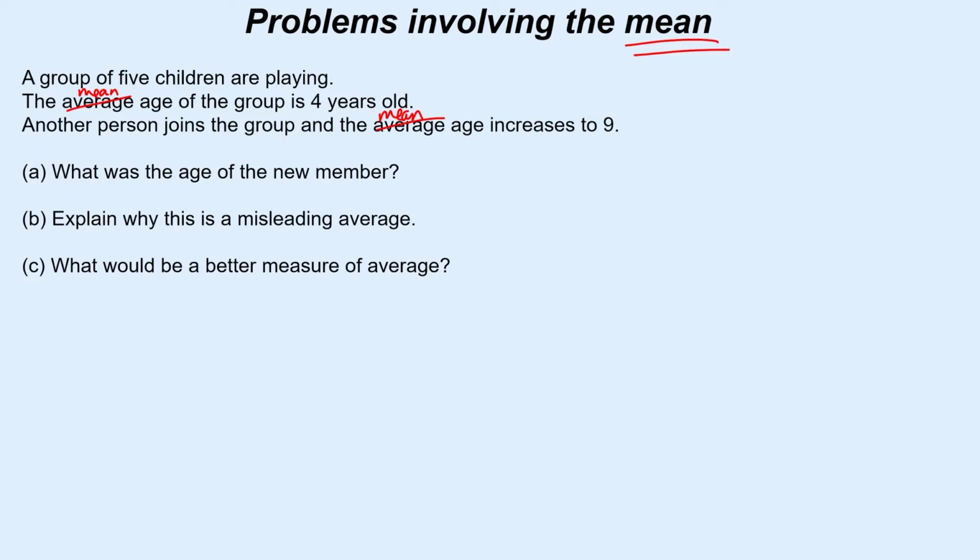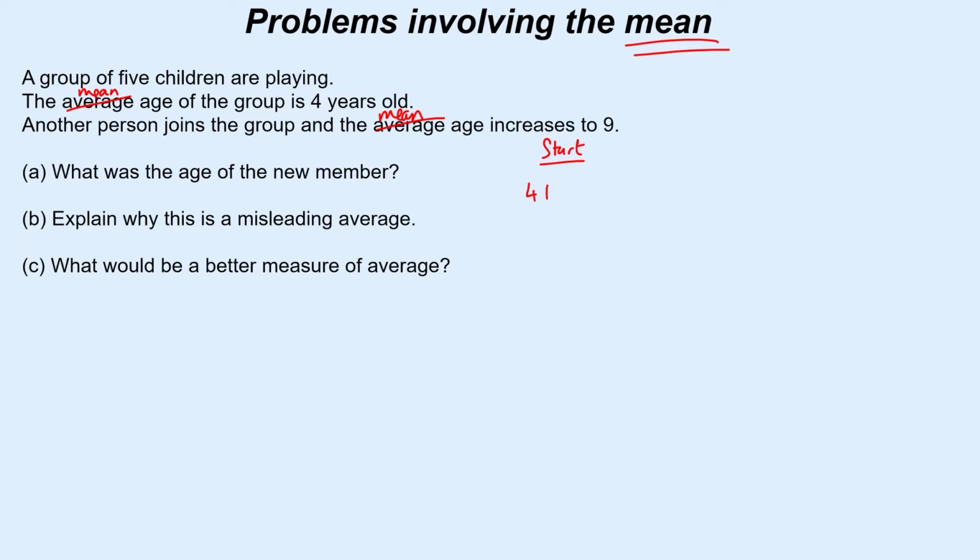So what we're looking for is, how do we use this information to find out the average age of the new member? When someone else joins the group, the average age jumps up quite significantly to 9. So if we think about what the group was to begin with, to start, we had 5 children, and they were all 4 years old each.